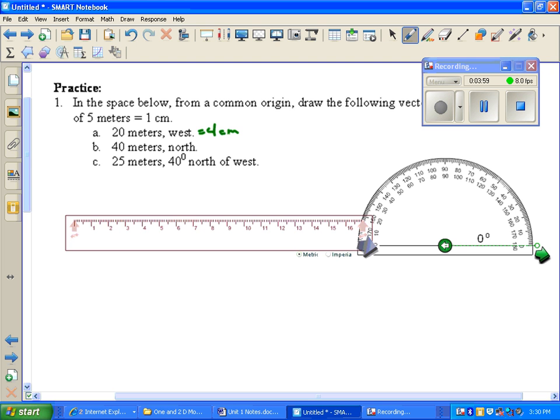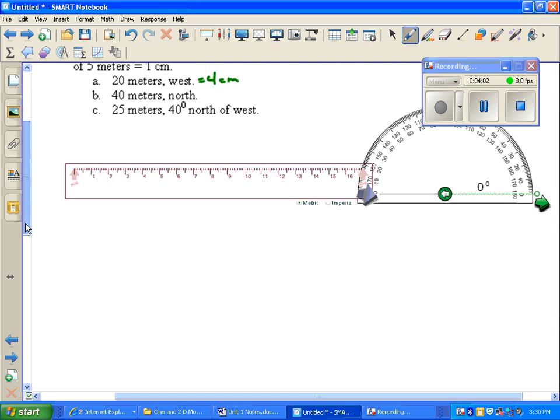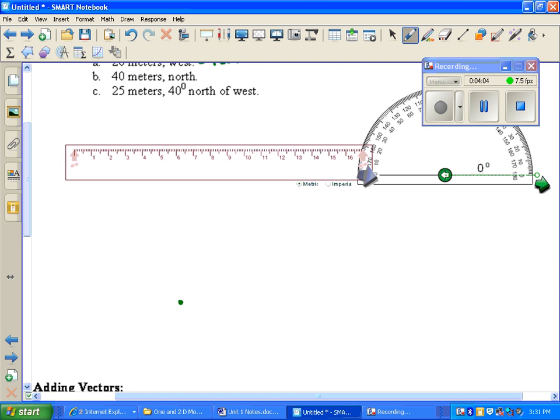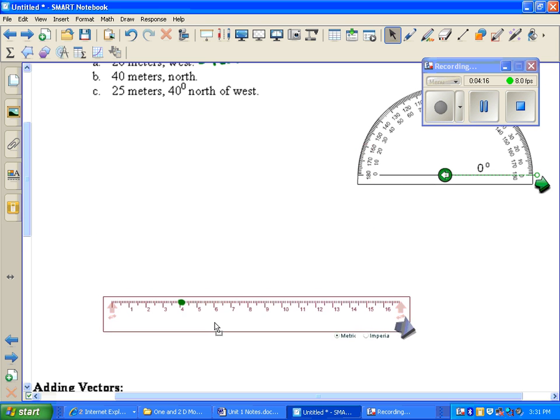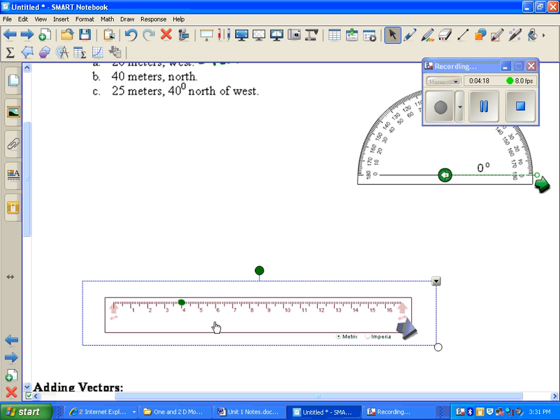Okay. Now it says go from a common origin, so I'm going to put a point someplace down here. And the first one is west, and I had to draw it 4 centimeters long. So I'm going to take my ruler, and you may want to take some time to grab yourself a ruler. And I'm going to drag my ruler down here, slide it over. I'm going to make it 4 centimeters long, pointing to the west, so going this way.